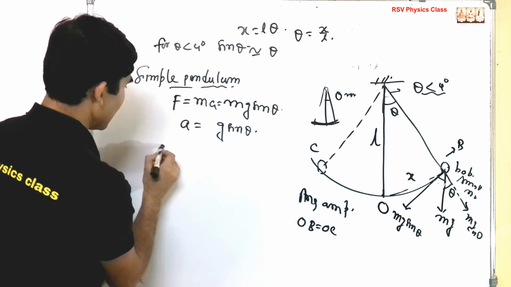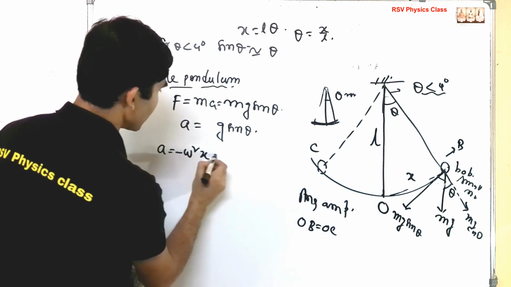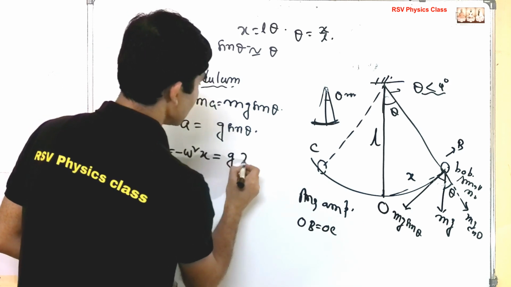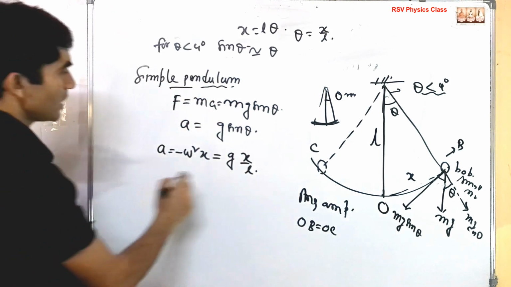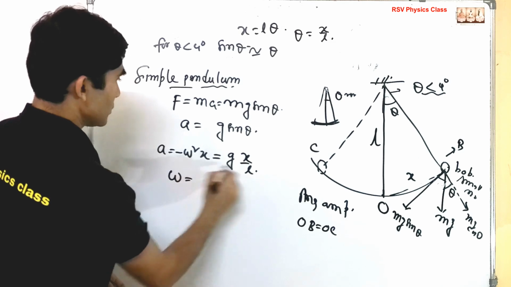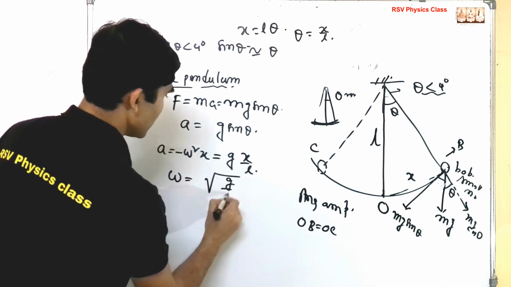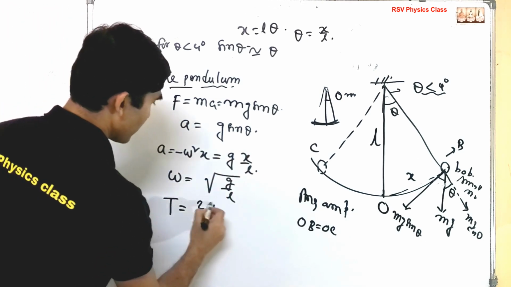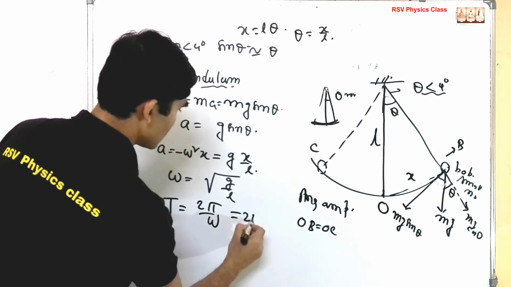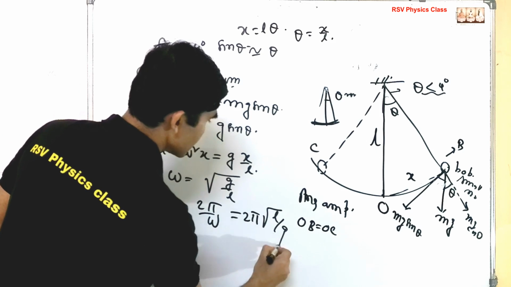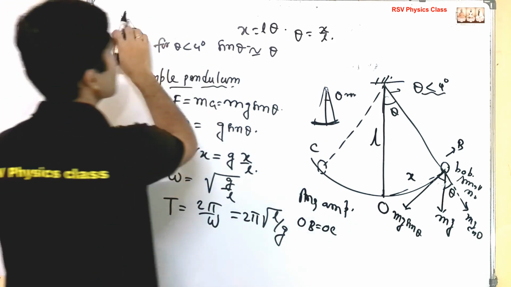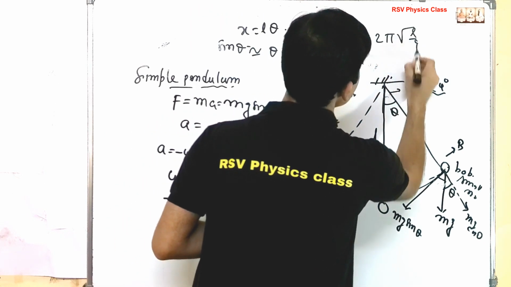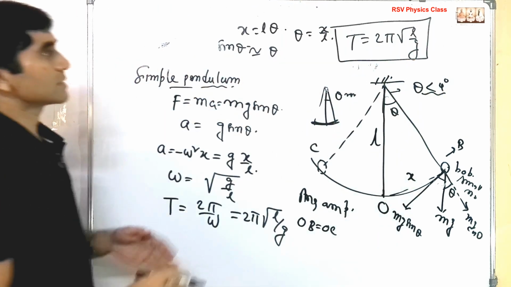Okay, so now a equal to minus omega square x, equal to g theta, and theta is equal to x by L. So omega equal to root over g by L. So the time period of this simple oscillation is 2 pi over omega equal to 2 pi root over L by g. So this time period has been established. Time period equal to 2 pi root over L over g. So this is the famous equation.